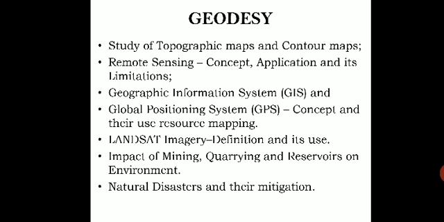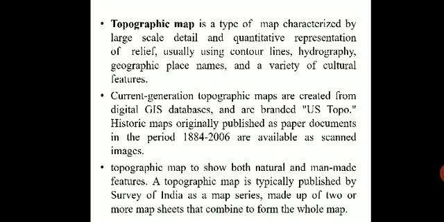Then one more concept, that is the impact of mining, quarrying and reservoirs on the environment. So how our environment is getting affected by the impact of mining, quarrying and reservoirs. Then the natural disasters and their mitigation. So all these are included in module 5, that is geodesy. So we'll start with the topographic map.